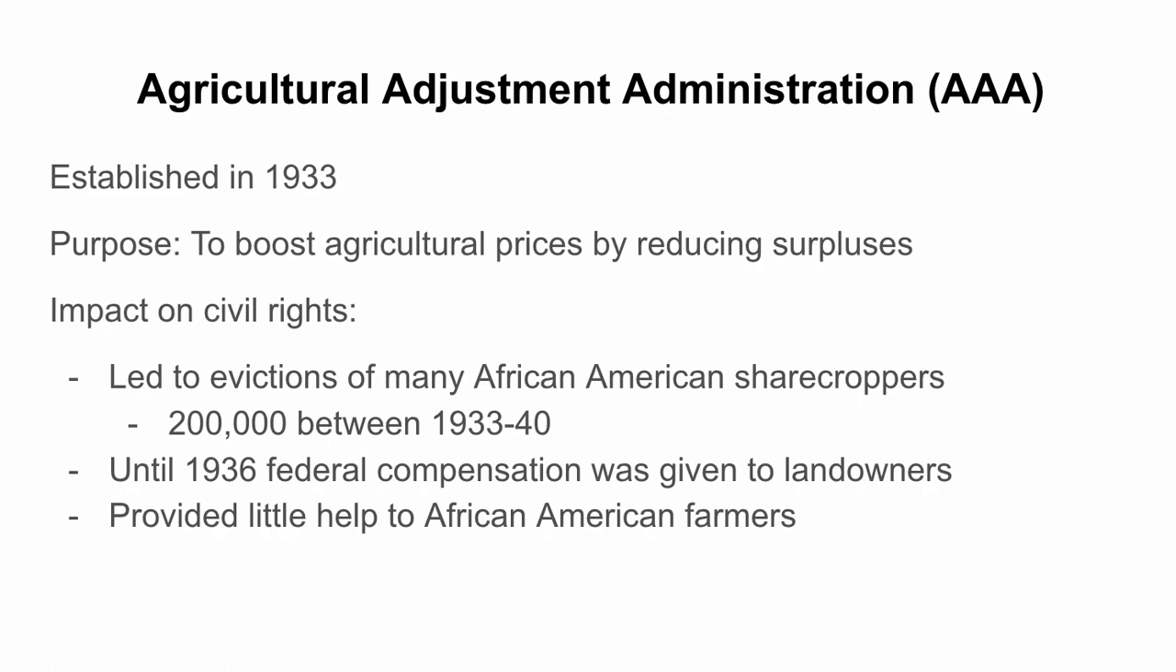Interestingly, once when I was teaching this, a student made a point that yes, in the short term it's negative, but perhaps in the long term, to break that cycle of sharecropping, it's more of a positive. But obviously we're mainly talking in this topic about the impact there and then, which was negative. And until 1936, federal compensation to farmers to produce less was given to landowners. African Americans were more likely to be farm laborers and farm workers, so wouldn't have seen that compensation. So the AAA is an example of an agency that provided little help to African Americans.